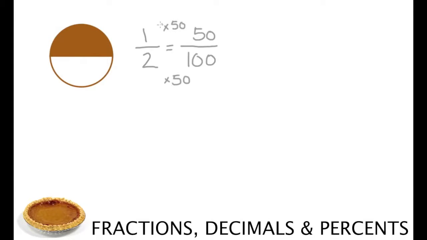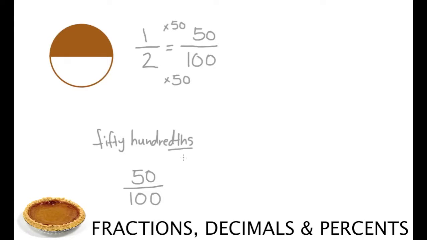So our fraction representation of this drawing of a pumpkin pie is 50 hundredths. Okay? And I might write it like this. 50 hundredths. That is one of the hardest things to say. Hundredths. So that's our fraction representation. Now, once we have it into hundredths, it becomes very easy to make it into a decimal or a percent.